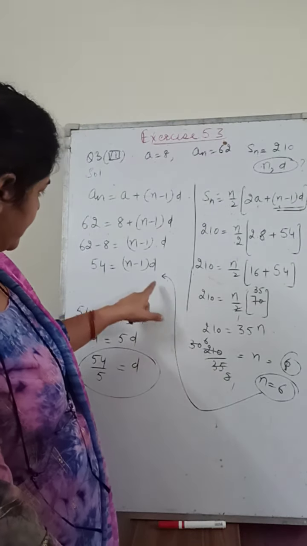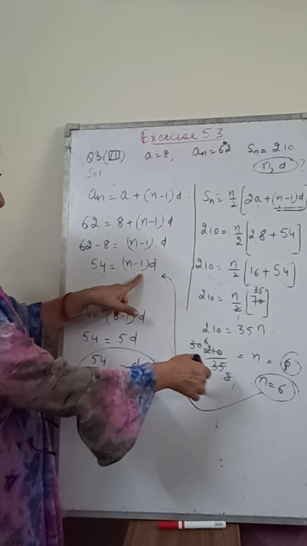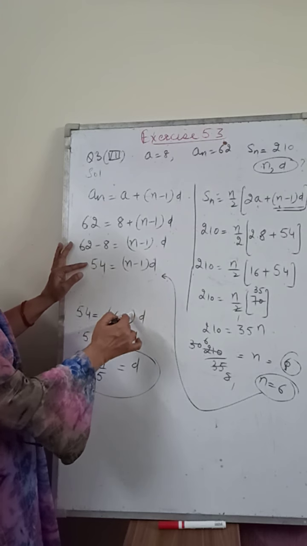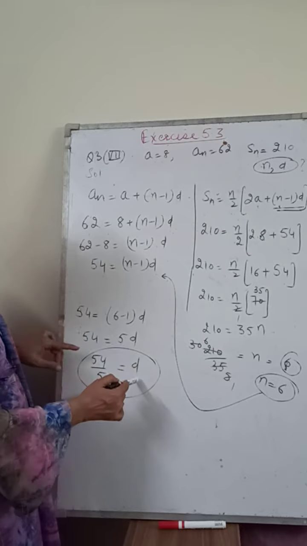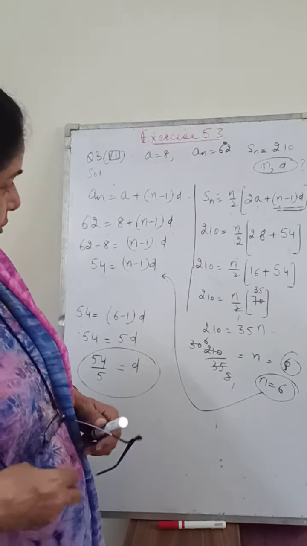Put this value of n in this equation. Come back. Right? So 54 is equal to 6 minus 1 into d. 54 is equal to 5d. d is equal to 54 upon 5. So children, I hope it is clear to you.